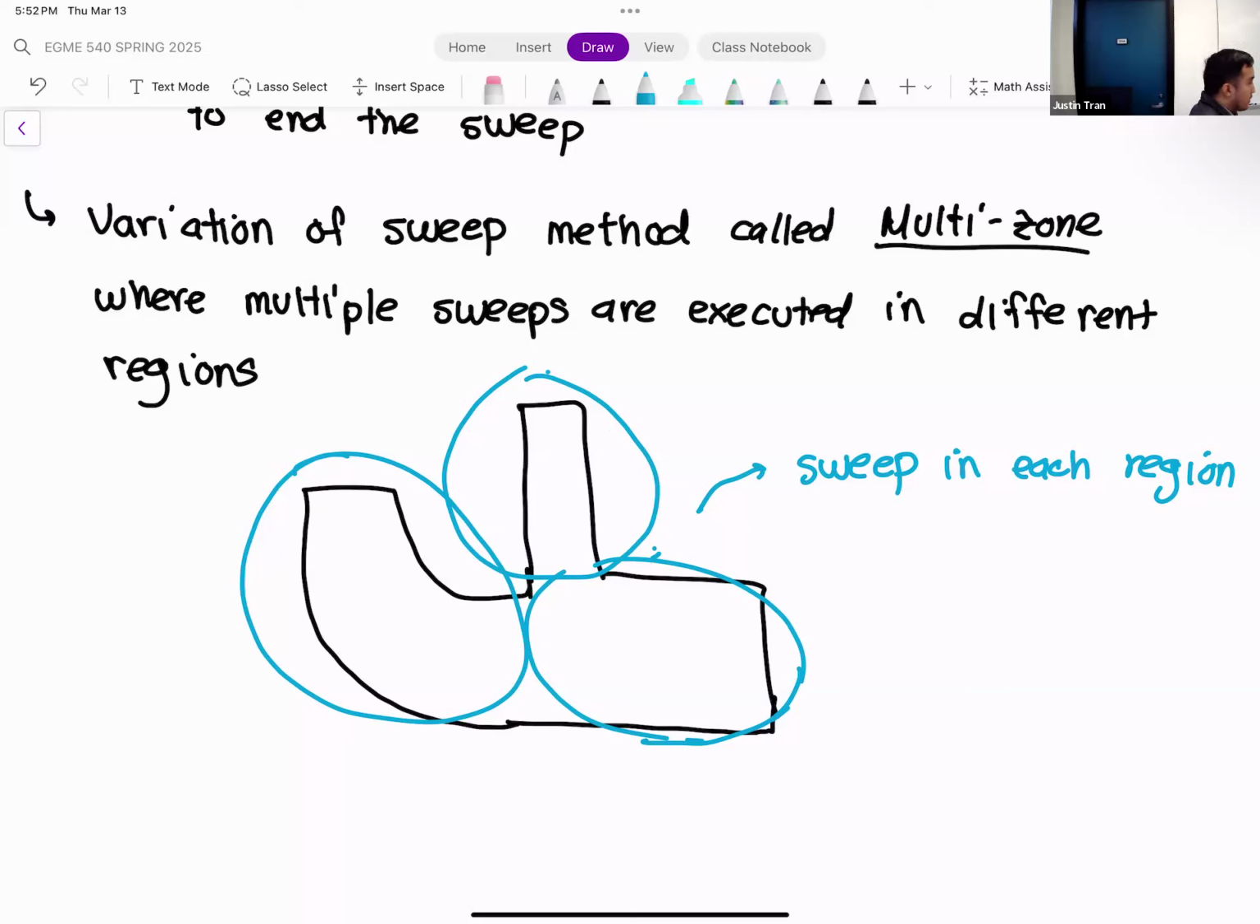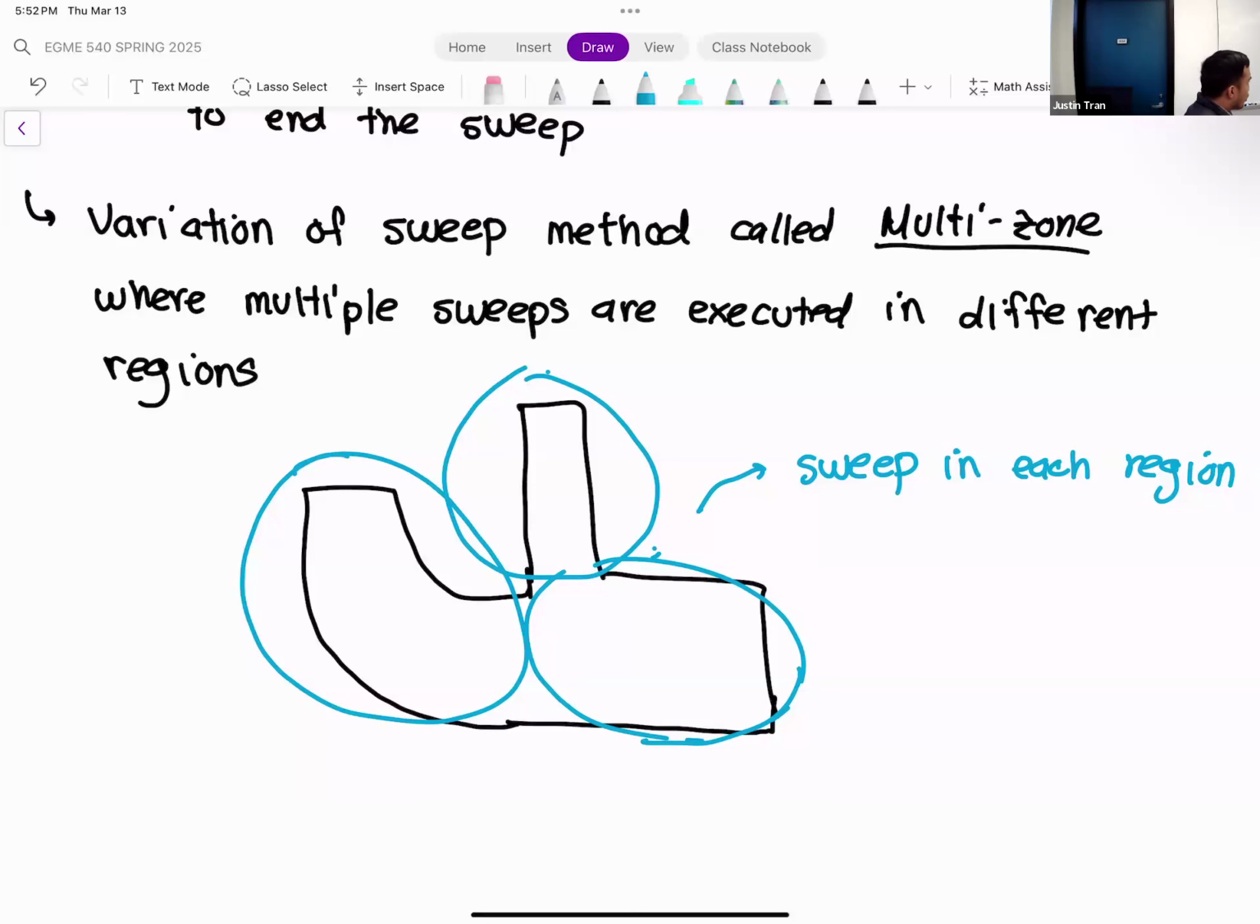All right, any questions on these methods here? All right, so out of all the methods that we just covered, hex dominant is probably the one you're going to use the most, just because that's kind of an ANSYS special. It is the most flexible, but just know that there are other options available.